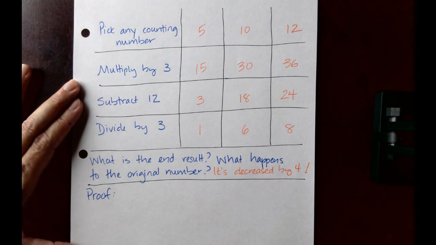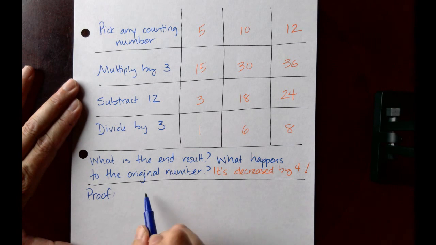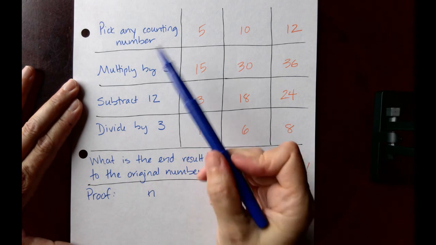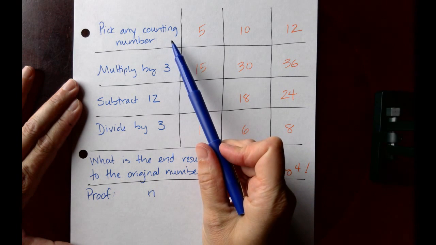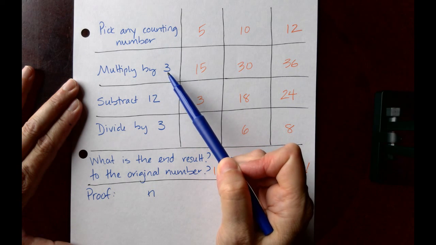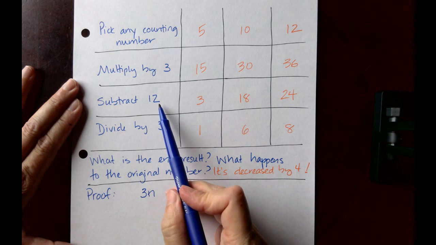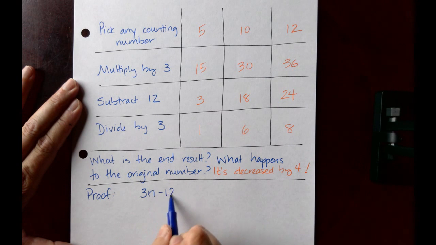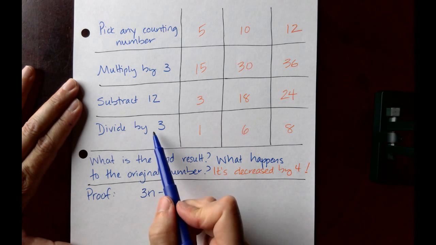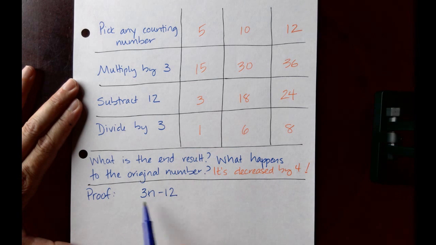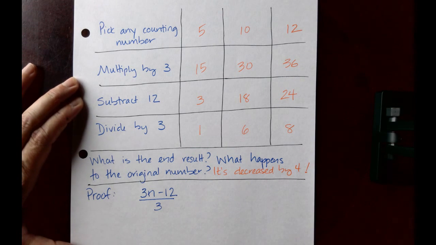To do the algebraic proof, instead of picking a specific counting number, we will pick a generic number, like n or x. I'm going to use n in this case. So I start with n, that's me picking any counting number, multiply that quantity by 3, so I'll have 3n, then subtract 12, minus 12, and then divide that whole quantity by 3. I end up with 3n minus 12 all divided by 3.